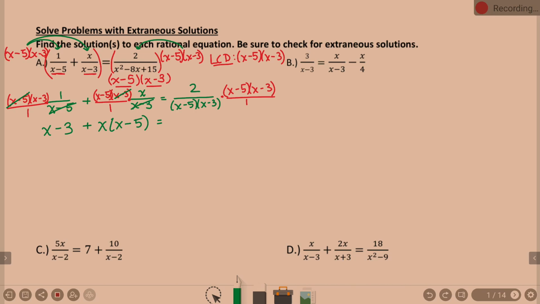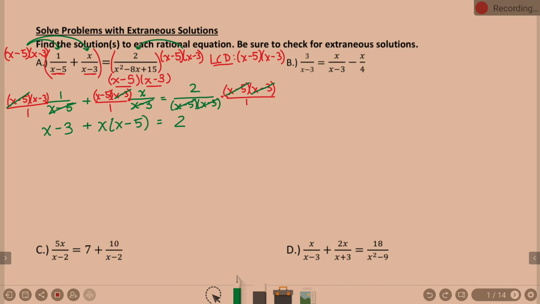Equals. On the right, what happens? x minus 5 on top cancels with x minus 5 on bottom. x minus 3 on top cancels with x minus 3 on bottom, leaving me with 2. Okay? May not be the easiest equation remaining, but it still looks much prettier than it did, yes? Much better when we get rid of the fractions.